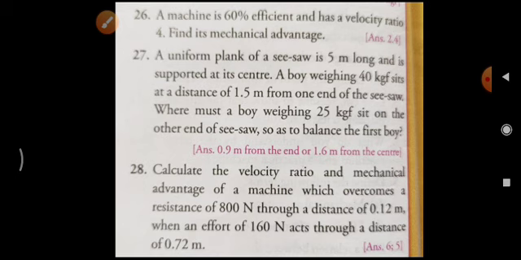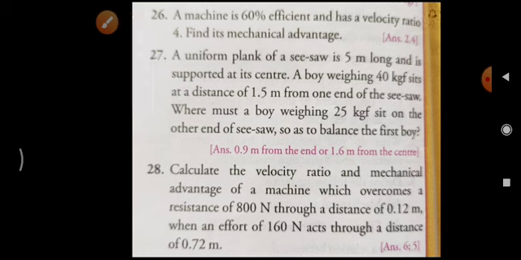Okay, simple question only. Then the mechanical advantage is equal to load divided by effort. How much is the load? That is 800 divided by effort, which is also given, that is 160. It will come 5 only. Okay, very simple question this one, and I hope all of you have understood this one.